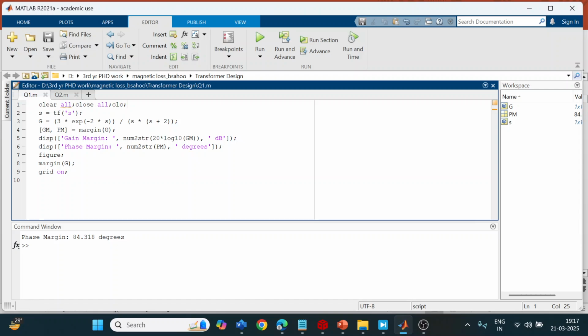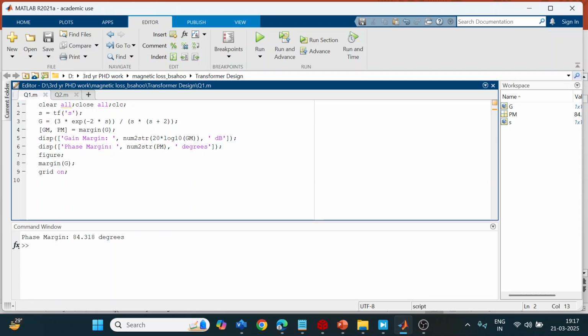Then what you have to define? This is the Laplace domain, so you have to define s. In any transfer function, all the terms are in terms of s, so we have to write a function. I'm writing a transfer function; this is a predefined form in MATLAB to write the transfer function of anything.